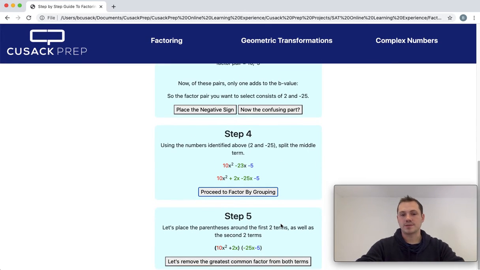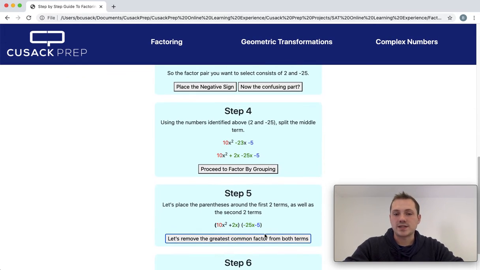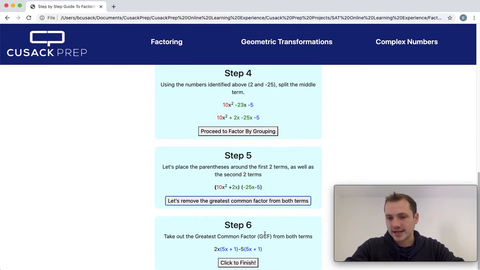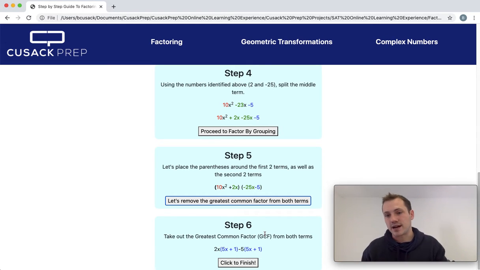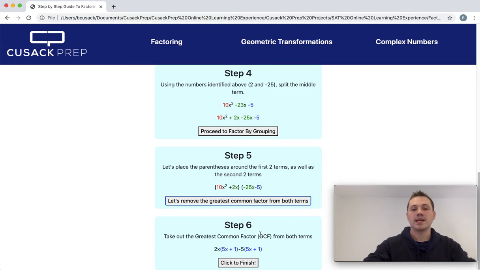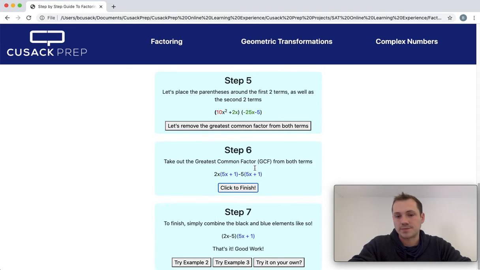We go on to proceed by factoring by grouping, by putting parentheses around the first two terms and the second two terms. We then instruct the student to remove the greatest common factor. So a 2x comes out of the first, a negative 5 comes out of the second. I think in the grand vision of the company, students will be able to move into a different area if they're not able to solve this to review taking out the greatest common factor. And then the final steps are we bring the 2x and the minus 5 together and the 5x plus 1.